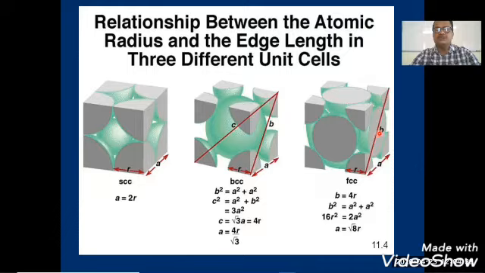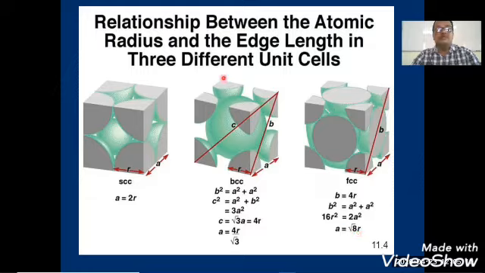So if you substitute 4R for B, then 4R whole square is equal to A square plus A square. It will be equal to 16R square is equal to 2A square. So A will be equal to root 8R. So in case of simple cubic unit cell, A is equal to 2R, and in case of FCC unit cell, A is equal to root 8R.